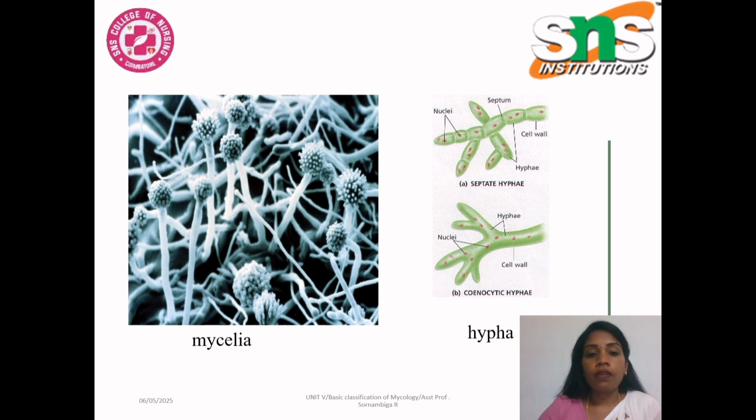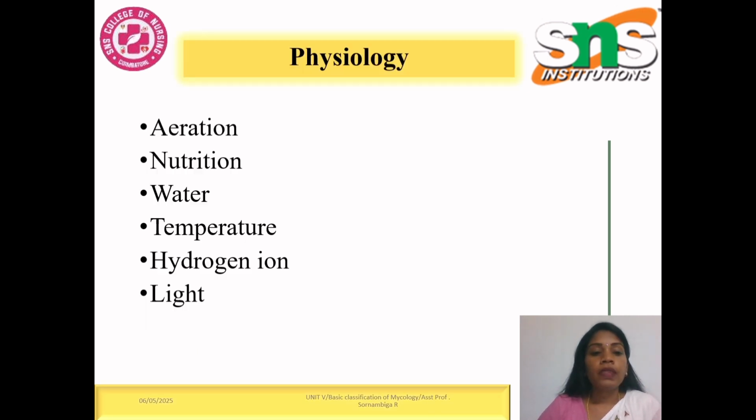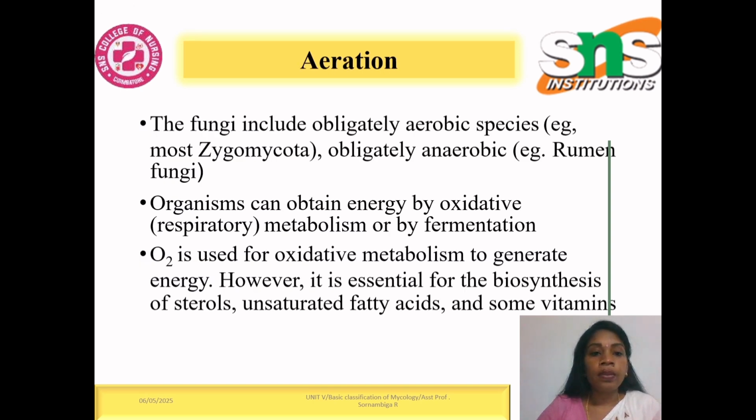They connect for reproduction and other purposes. And what is the physiology of fungi? It covers aeration, nutrition, water, temperature, hydrogen ion concentration and light. Let's talk about them one by one. First is aeration. Fungi include obligately aerobic species; Zygomycota is one of the best examples, and the rumen fungi are obligately anaerobic. The organism can obtain energy by oxidative respiration, or from metabolism or fermentation. It oxidizes using oxygen and generates energy that way. However, oxygen is essential for biosynthesis and for unsaturated fatty acid synthesis, and some vitamins can also be obtained by way of aeration.